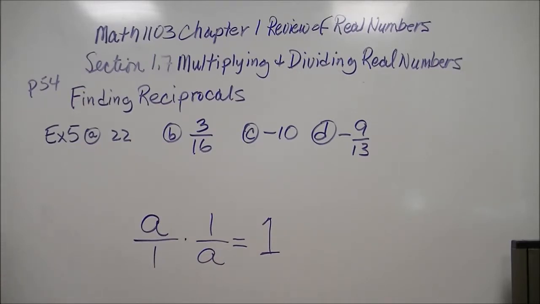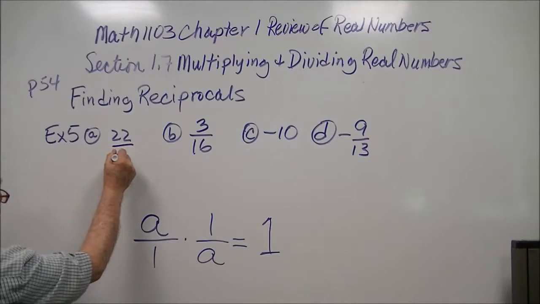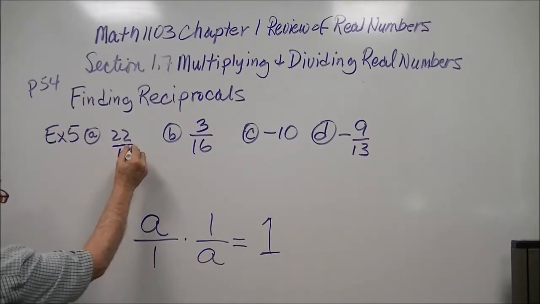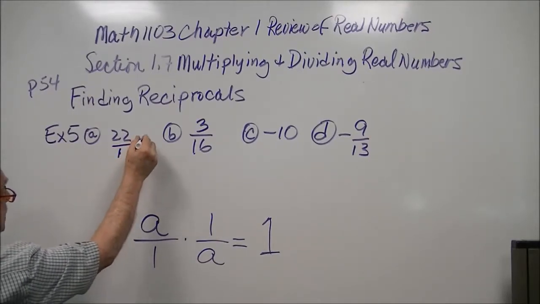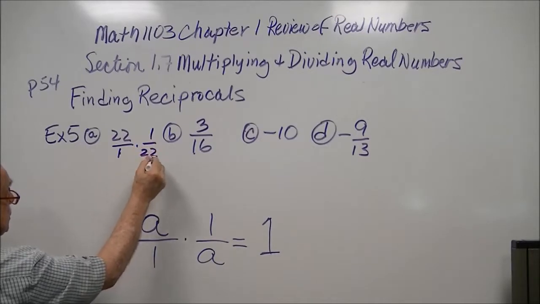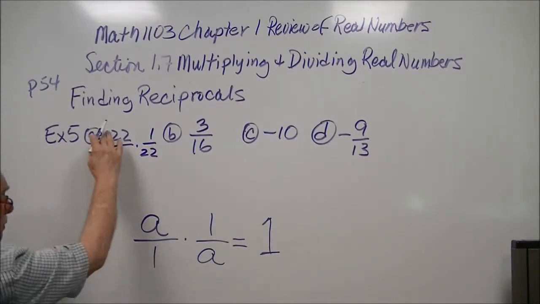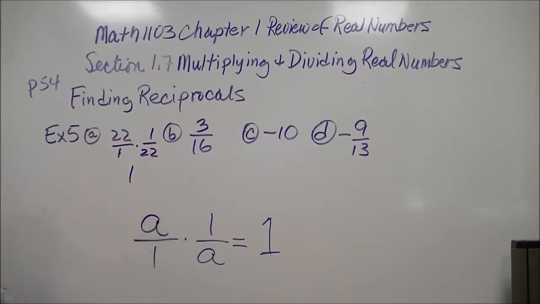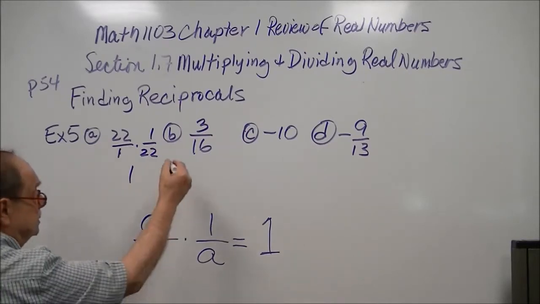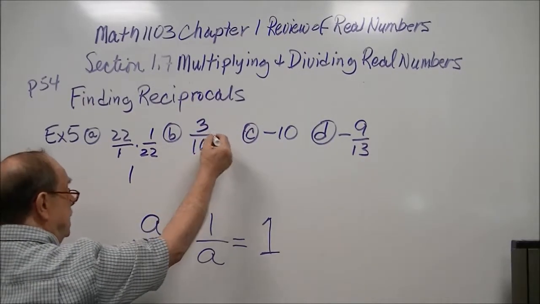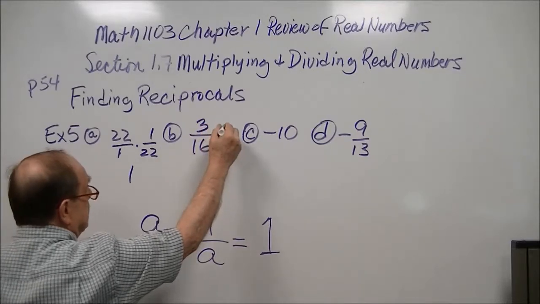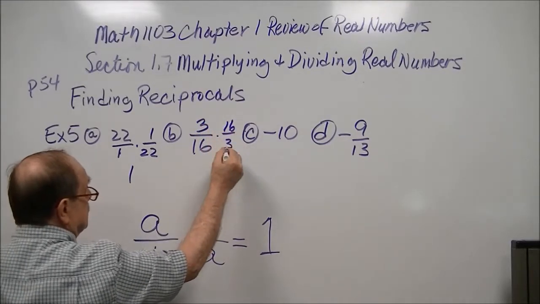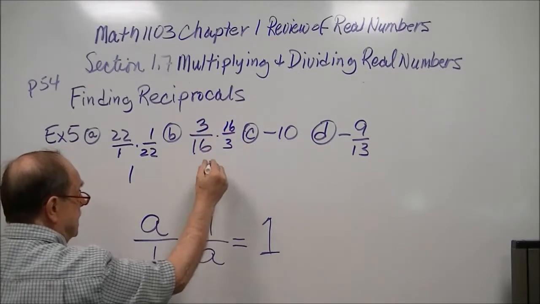So with that in mind, let's see what we have here. Now again, this is 22 over 1. So the reciprocal would be 1 over 22. Because if we multiplied that, the product would be 1. And the reciprocal of a fraction, again, it's just flipping it, 16 over 3, because everything would cancel out, and that's a 1.